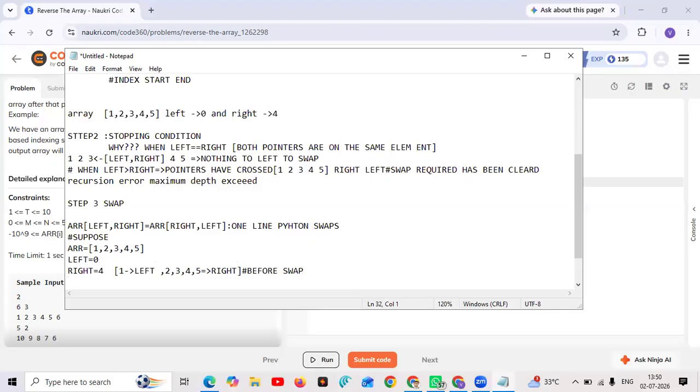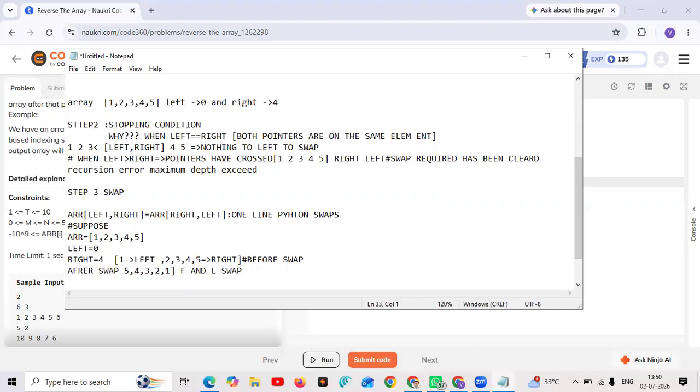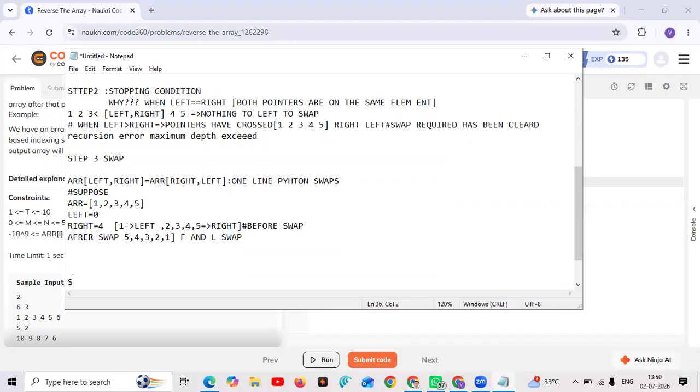Now, what would we get after swapping? 5 comma 4 comma 3 comma 2 comma 1. The first and last elements are exchanged. First and last elements are swapped.